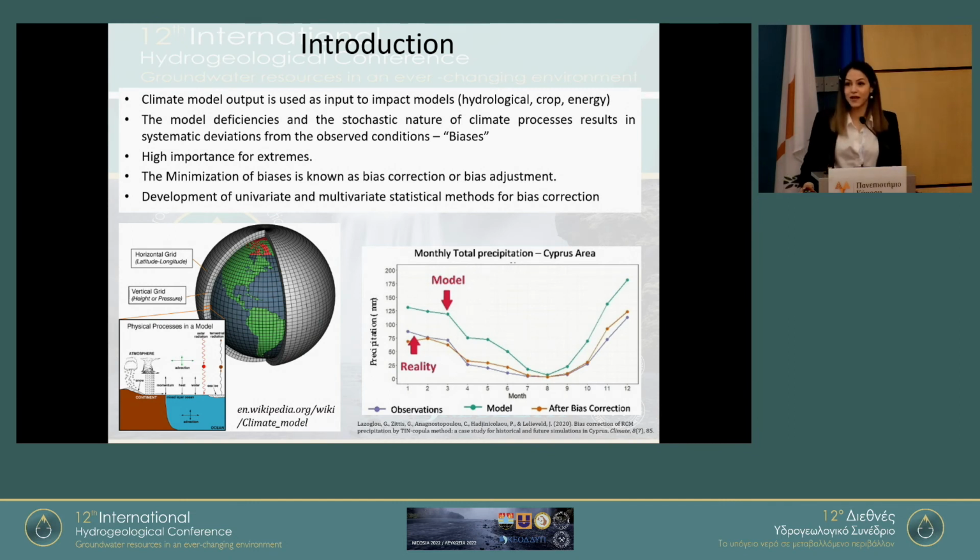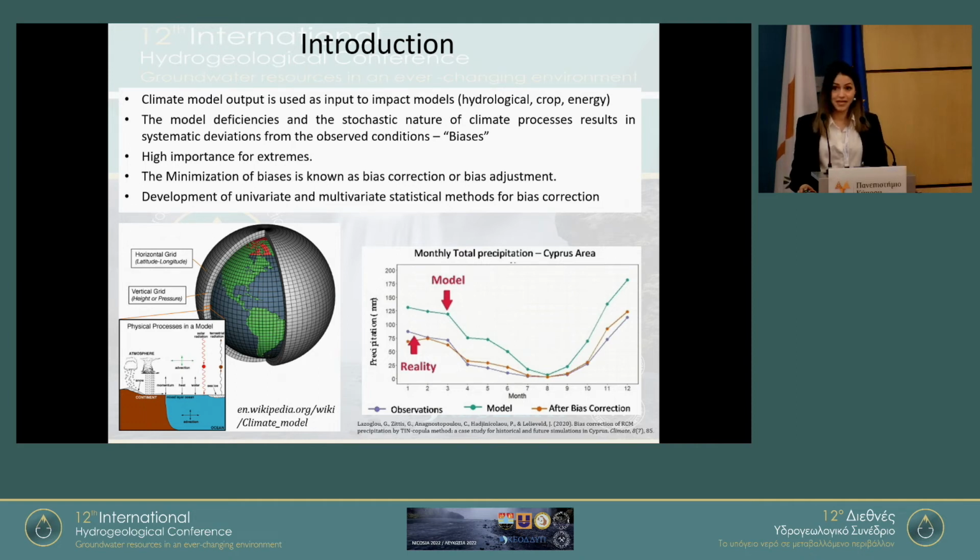Climate model outputs are used as inputs to impact models. These applications include energy, crop, or hydrological modeling. But due to model deficiency and the stochastic nature of climate model processes, these outputs tend to present systematic deviations from the real observations. These deviations are known as biases and are extremely important when we are talking about extreme events.